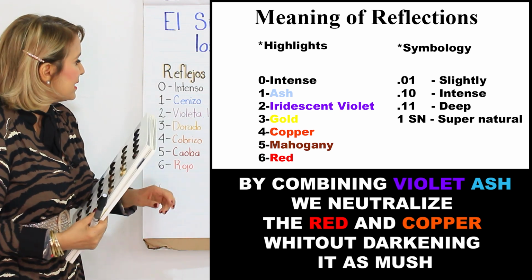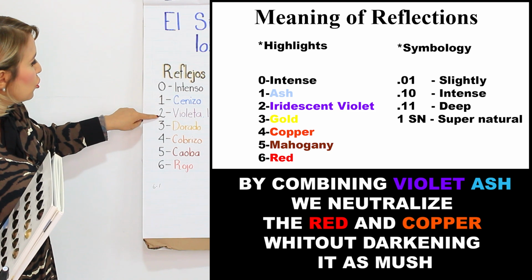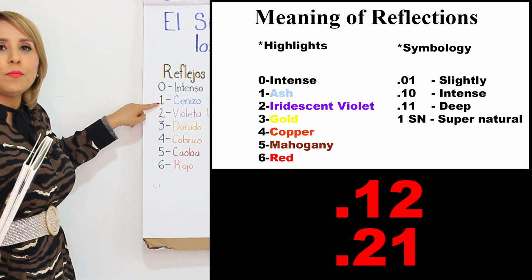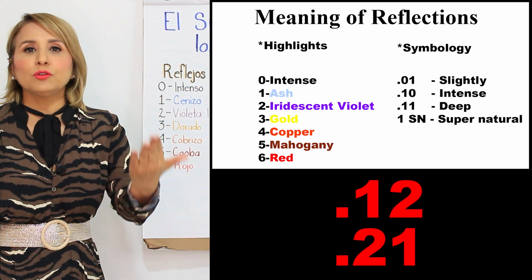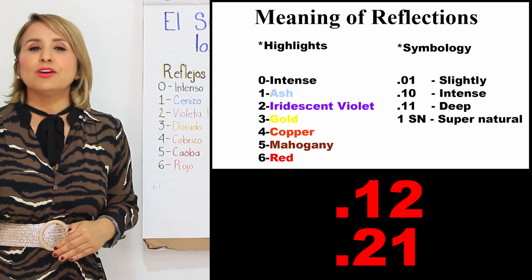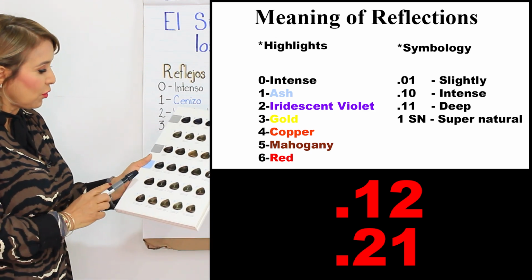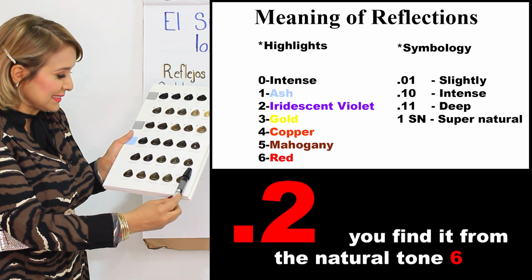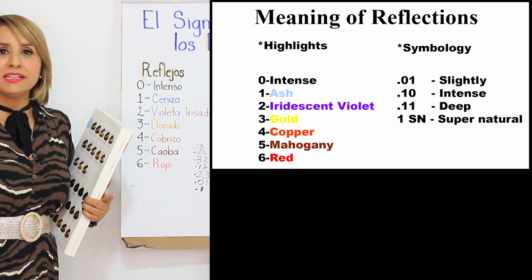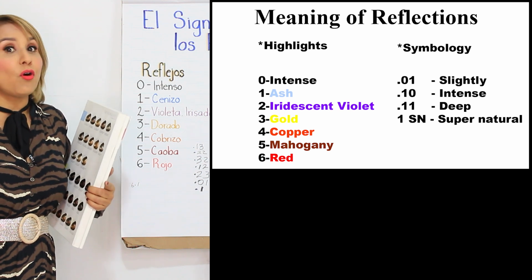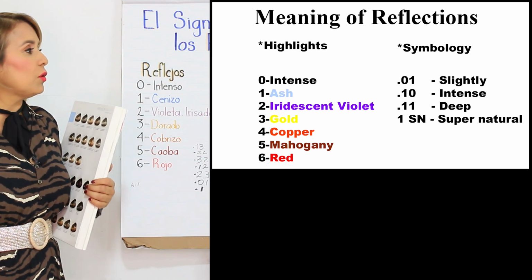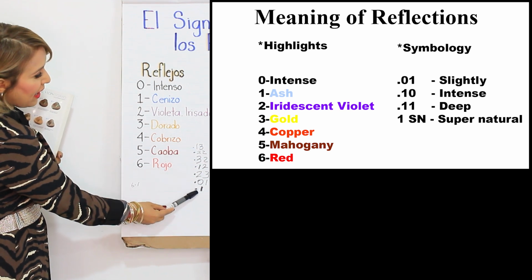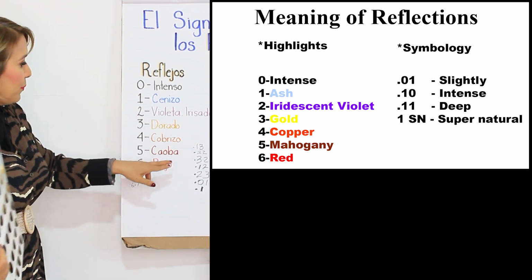If you combine either 0.12 or 0.21, regardless of the tone level, you will get very cool colorations and shades, and you will find the 0.2 starting from level 6. The ashy reflection and the pearly or violet reflection can be found in numerous, incredibly diverse combinations.